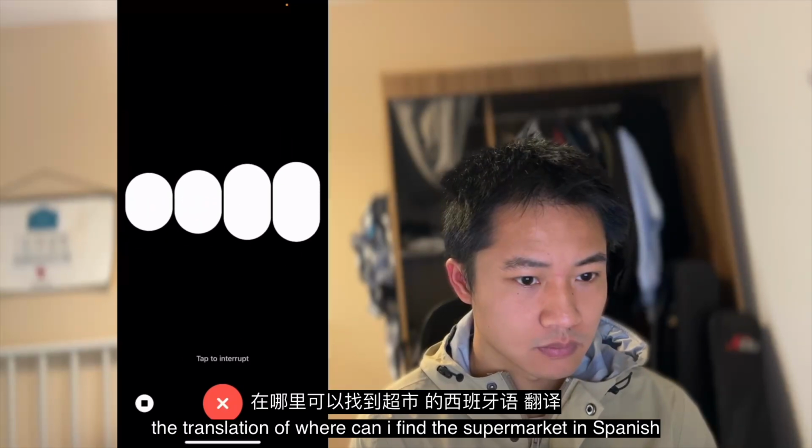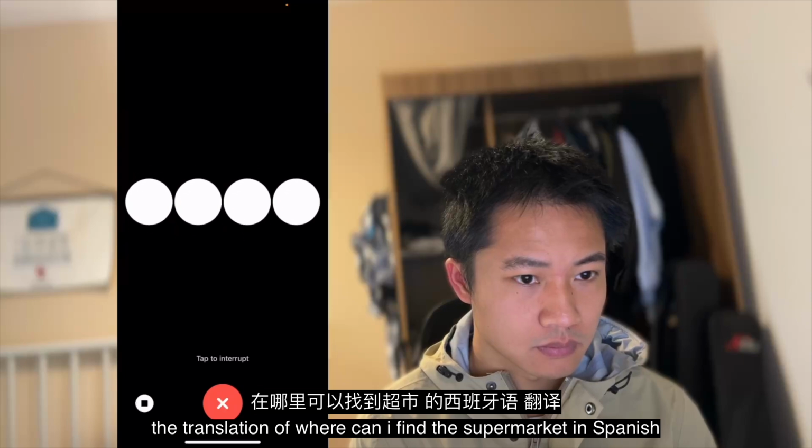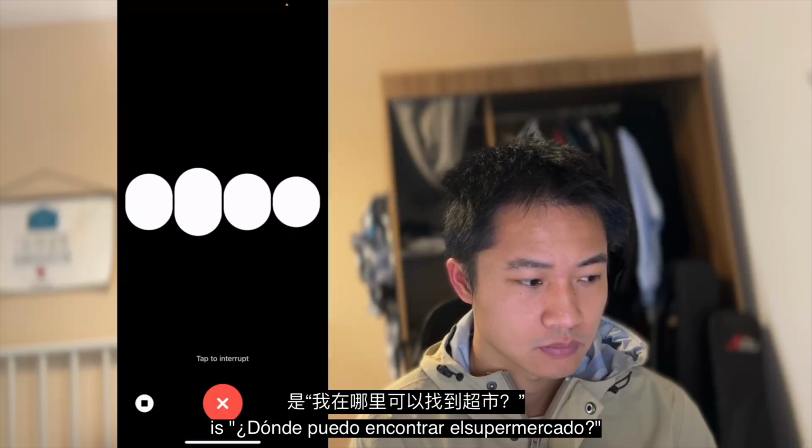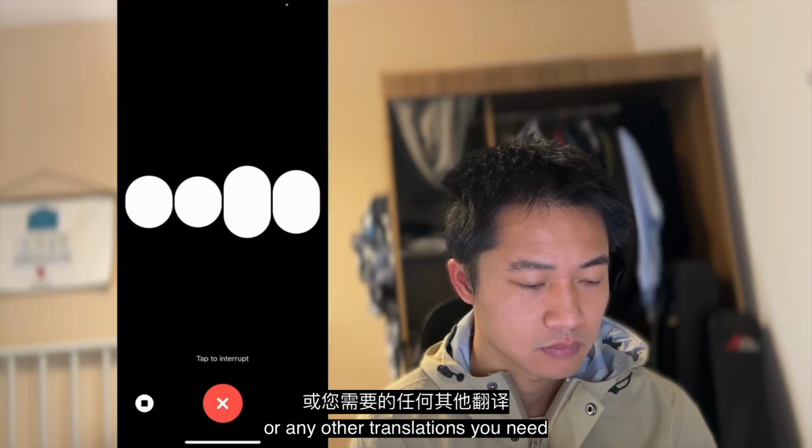Certainly. The translation of "where can I find the supermarket?" in Spanish is "¿Dónde puedo encontrar el supermercado?" Is there anything else you'd like to know or any other translations you need?